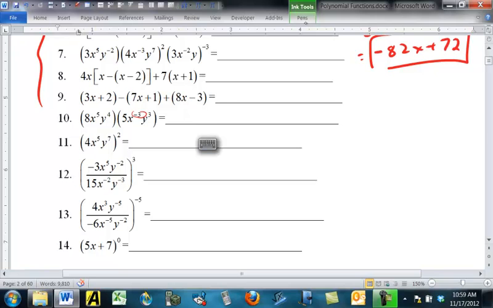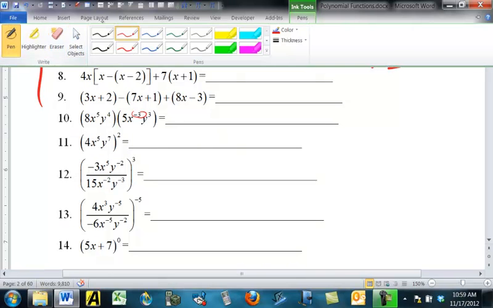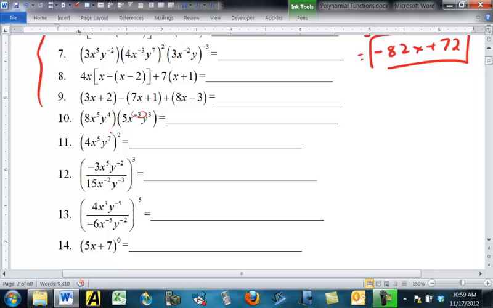Okay, and if we do that, our answer will be a polynomial. So we got 5 times 8 is 40. x to the 5th times x to the negative 3 is x to the 2nd. And y to the 4th times y to the 3rd is y to the 7th. So we've talked about properties of exponents, and the resulting thing is a polynomial.